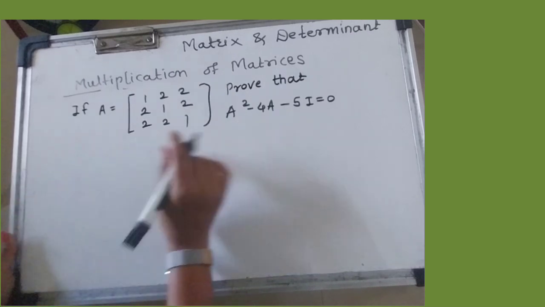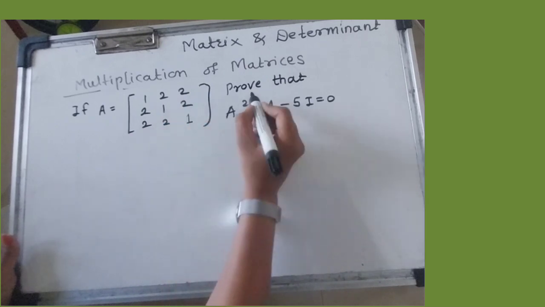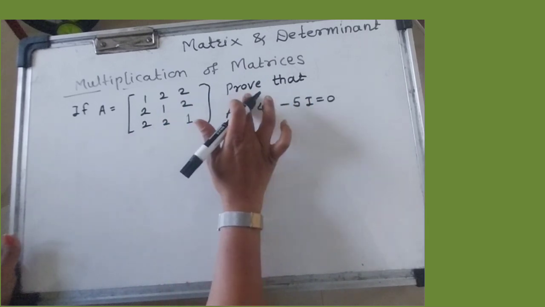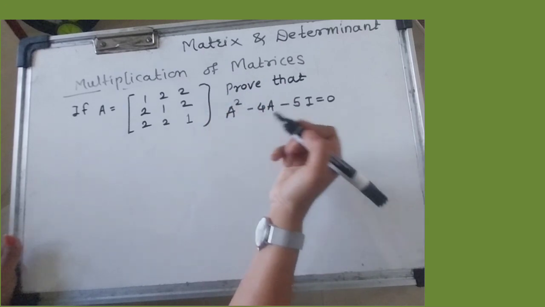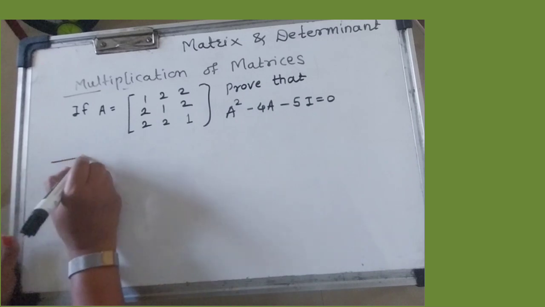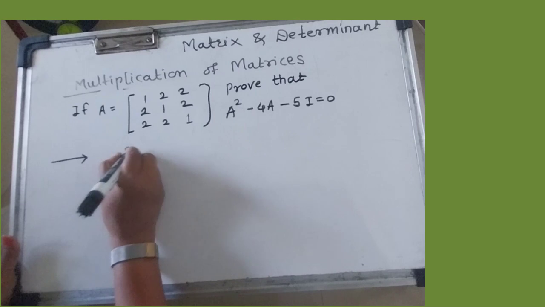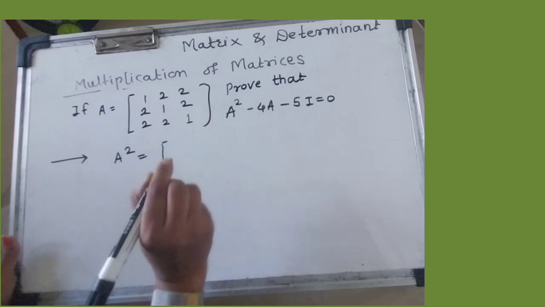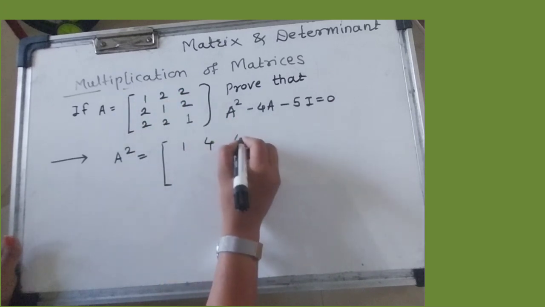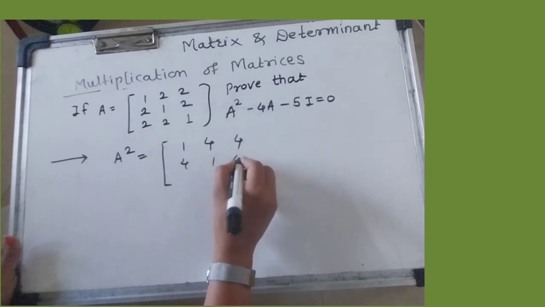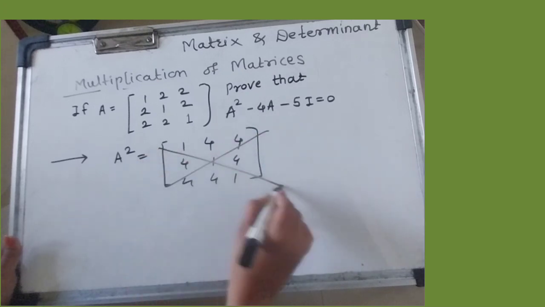See one more example. What they given? They given A matrix and we have to prove that A square minus 4A minus 5I equal to 0. Okay. See how to find A square. Sometimes students do like this. 1 square is 1, 2 square is 4. This is 4, 4, 1, 4, 4, 4, 1. This is the wrong method.